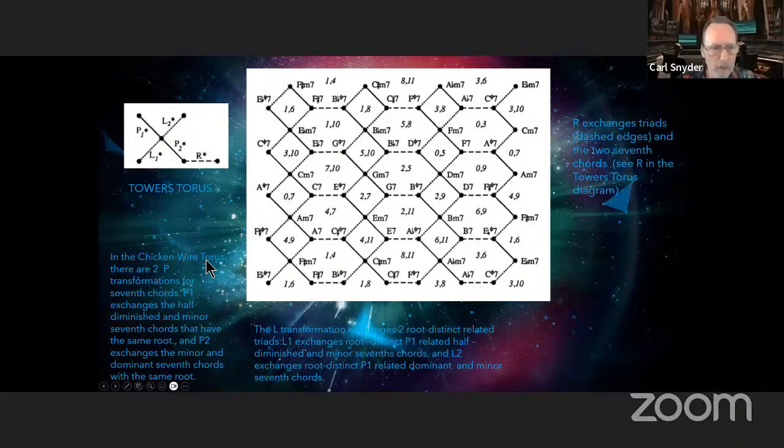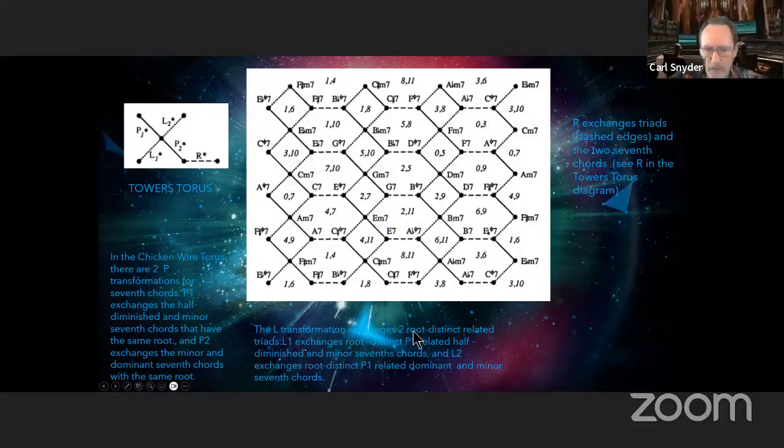In the chicken wire torus, there are two P transformations for seventh chords. P1 exchanges the half diminished and the minor seventh chords that have the same root, and P2 exchanges the minor and dominant seventh chords with the same root.